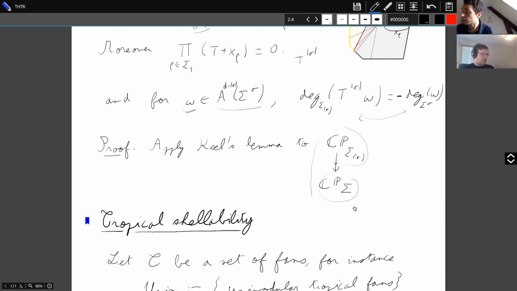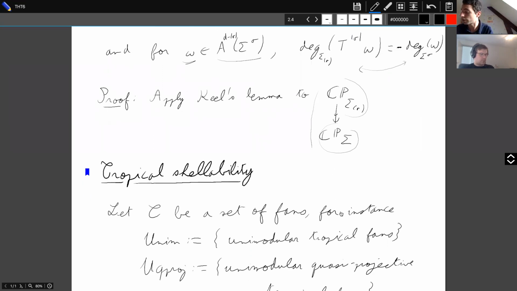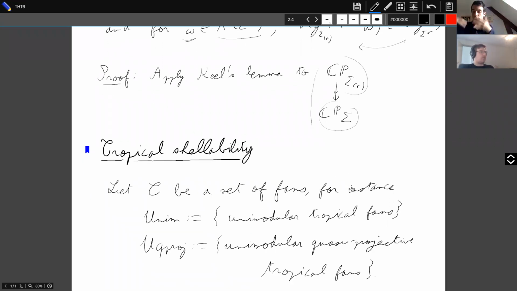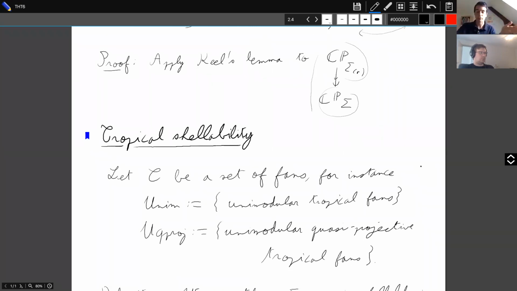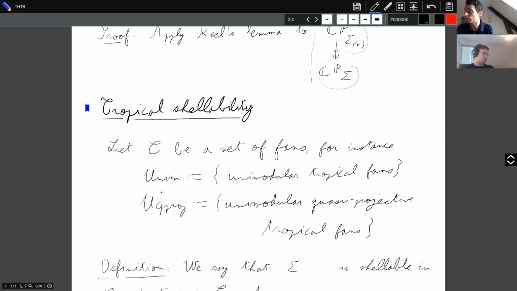Okay, so now we can define shareability. It's exactly what I said. We have some operations and we take everything that we can obtain thanks to these operations. So we have to restrict to some tropical fans, mainly because with blowdown you can obtain things which are not unimodular or not quasi-projective if you do any blowdown. So I define unim to be the set of unimodular tropical fans, and uqproj to be the set of unimodular quasi-projective tropical fans.